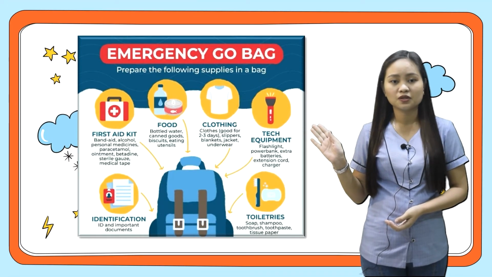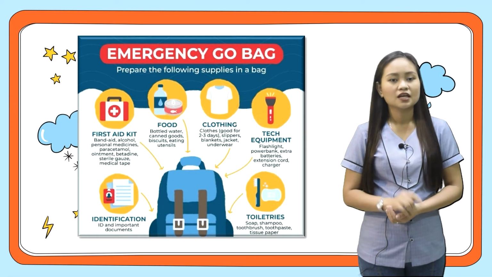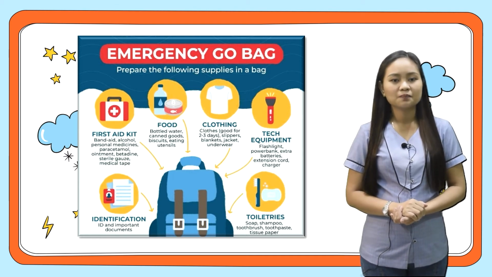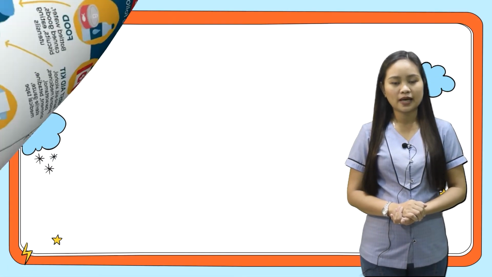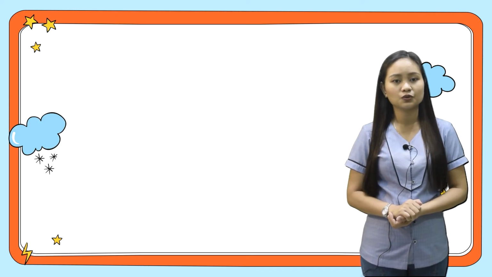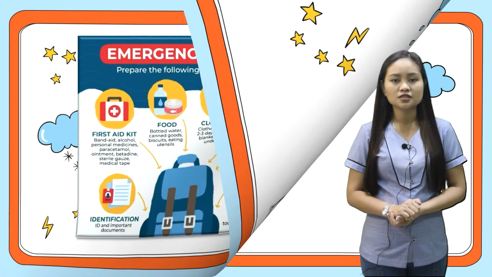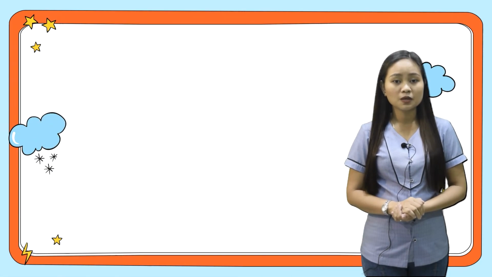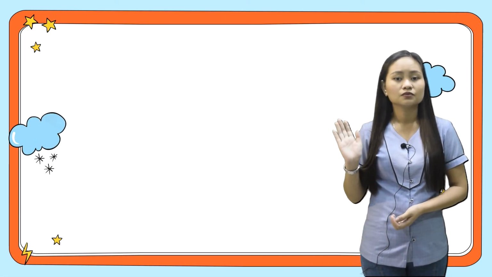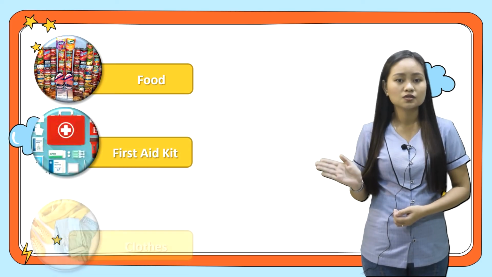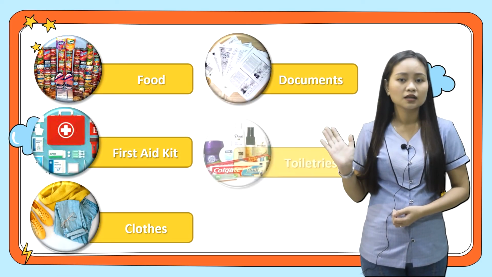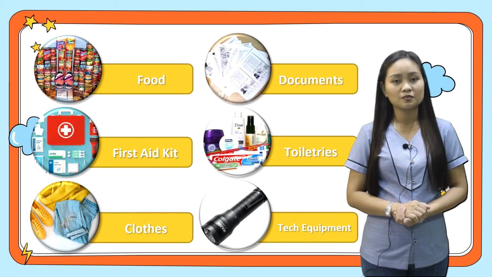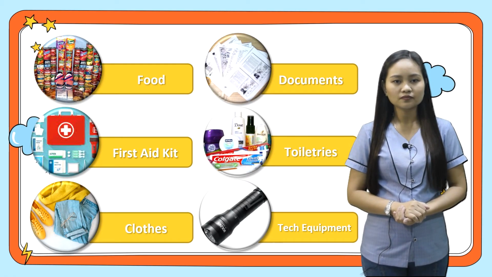What is in the picture? That's right. This is a go bag. A bag with survival supplies and kept ready for use in case of an emergency that requires rapid evacuation. This may be filled with food, first aid kit, clothes, important documents, toiletries, and tech equipment that will be of great help in times of disasters.